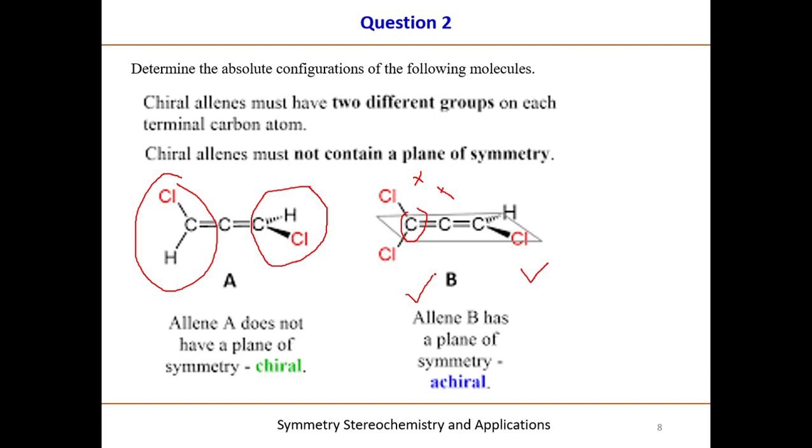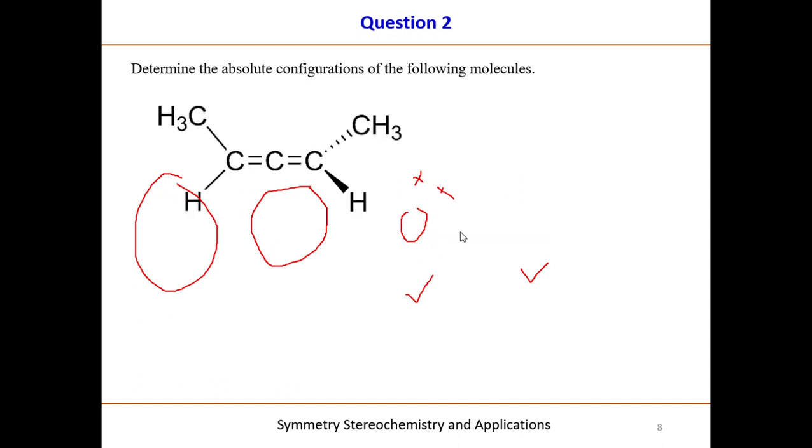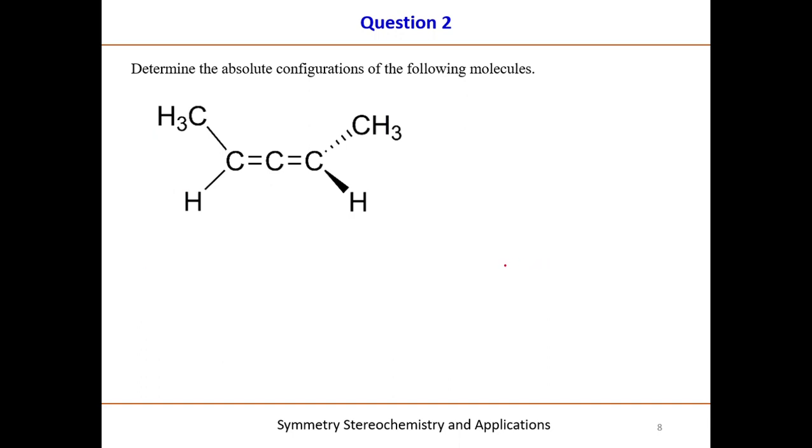Okay. Now let's talk about question number 1. Here we have to determine the absolute configuration of the following molecule. So, we have to look at the molecule from one side. Again, I will tell you the same thing. We have to look at the molecule from this side. See here, I'm looking at this side. Whenever you are looking at the molecule from one side, you have to draw that line as a solid line.